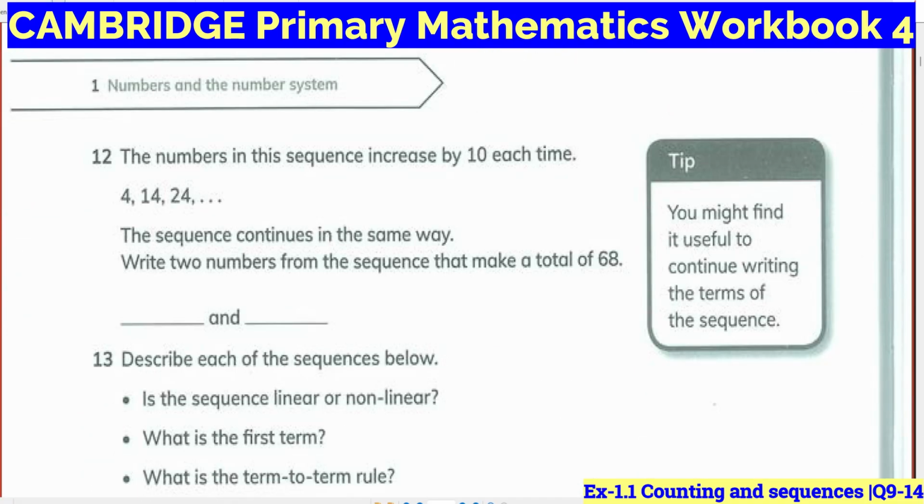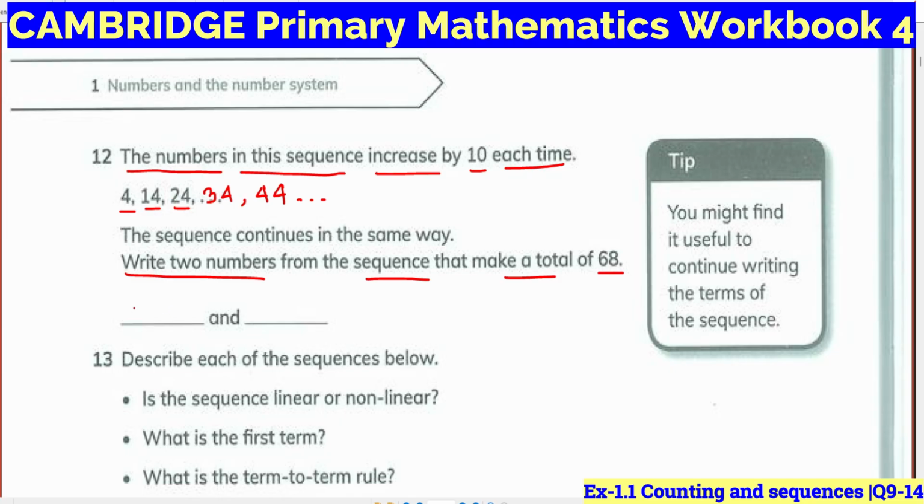Question 12. The numbers in this sequence increase by 10 each time. 4, 14, 24. The sequence continues in the same way. Write two numbers from the sequence that make a total of 68. So here we are adding 10 each time. It means 24, 34, and then 44.